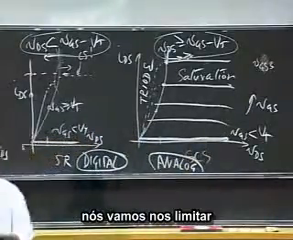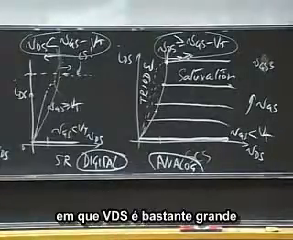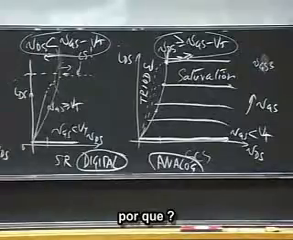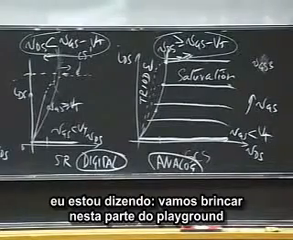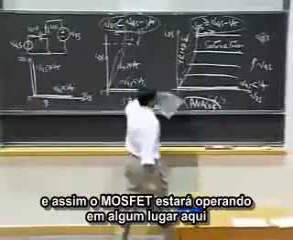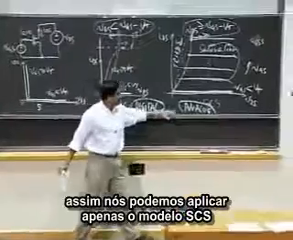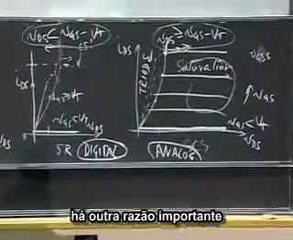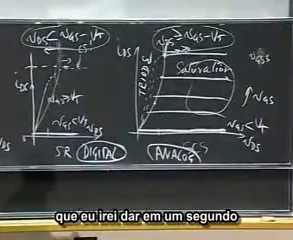We are going to constrain ourselves to play in only this region of the playground where VDS is quite large. Why? Because I'm asking you to. I'm saying just play in that part of the playground and keep your VDS high, and so the MOSFET is going to be operating somewhere in here. So we can apply just the SCS model, just the current source behavior in that region. There's another important reason which I'll get to in a second.